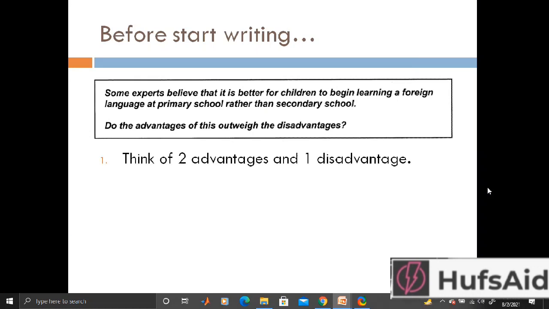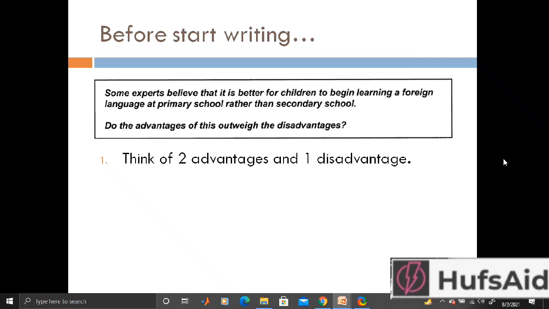Now, why I am asking you to think of the 2 advantages and 1 disadvantage, we need to look at the question. The question says, do the advantages of this outweigh the disadvantages? We can pick the opposite side as well. We can say no, the disadvantages actually outweigh the advantages. But if you look at the question, that learning of foreign language at primary school is more beneficial, then yes, you can write more about the benefits of this. So I need to take one side, that is either advantages outweigh the disadvantages or disadvantages outweigh the advantages.